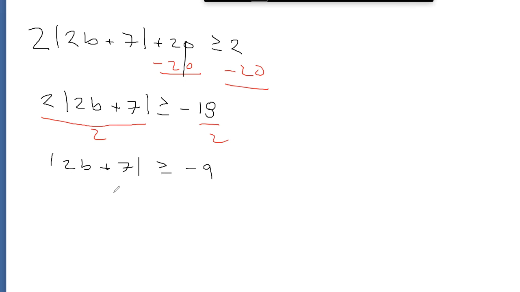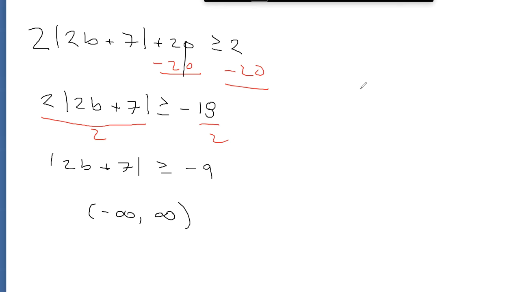no matter what value I put into this, if I put negative a million in for b, the absolute value of negative 2 million plus 7 is a positive number, because when we take the absolute value, it always comes out positive. And so that is why this one is going to be all real numbers. So our solution set would be negative infinity to infinity.